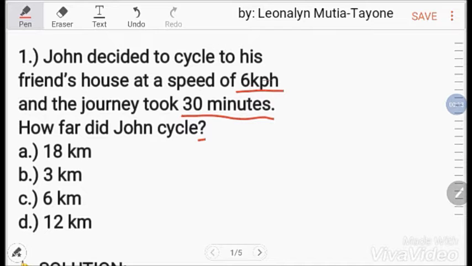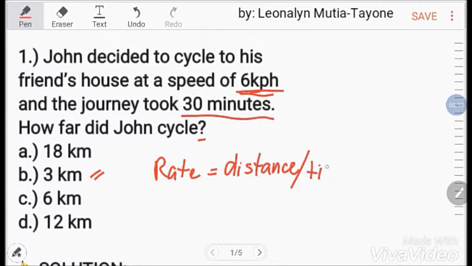So, half lang ng 6, that is 3. Another one, no need na mag-memorize sa formula sa speed. Kasi, nandito na sa given. Itong 6 kph, speed na yan, or rate. Itong k na yan, that is kilometer or distance. Over hour, and that is time. Ang hinahanap natin ay distance.